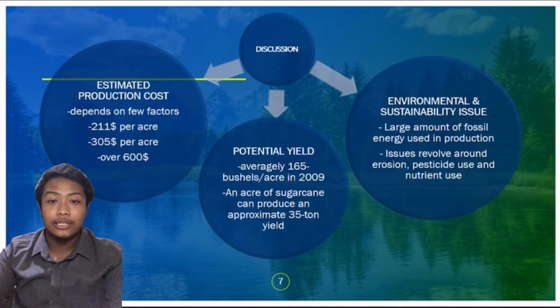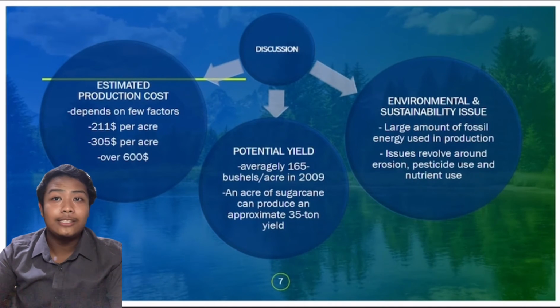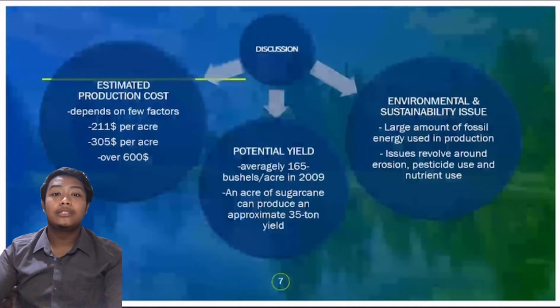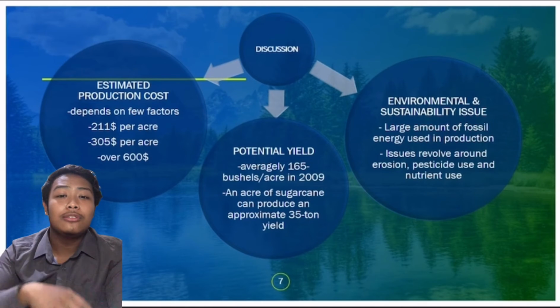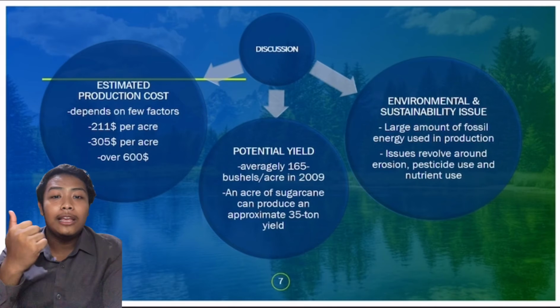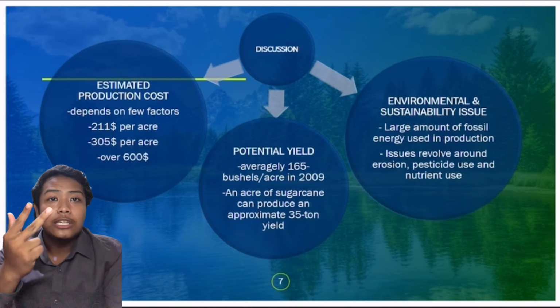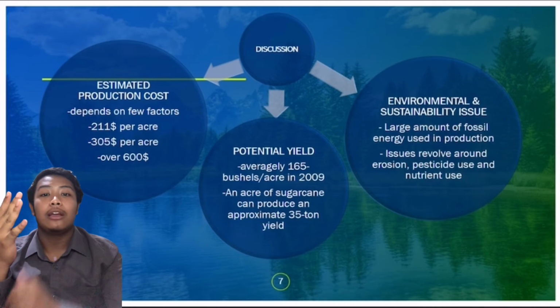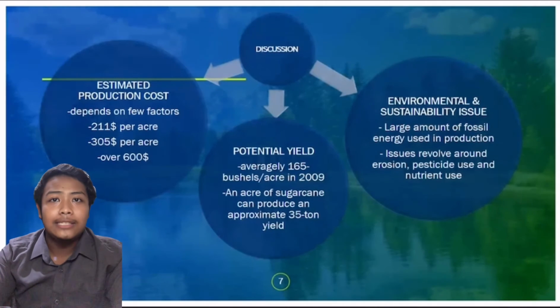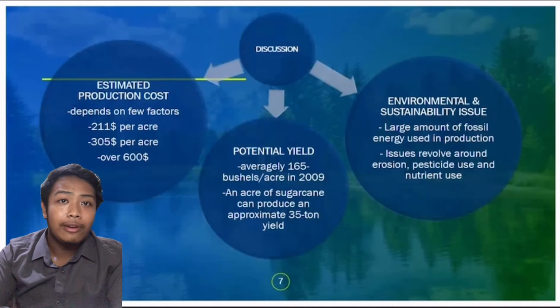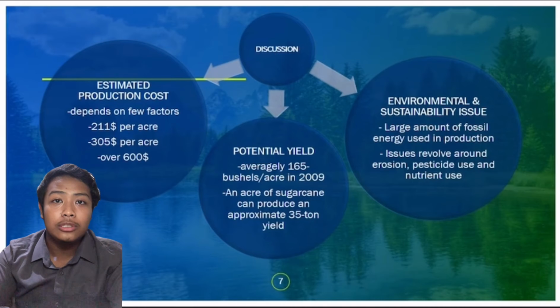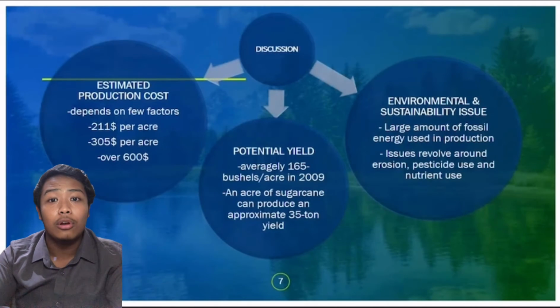Let's talk about the discussions. There are 3 discussions, which is estimated production cost, environmental and sustainability issue, and potential yield. So the first one is estimated production cost. Production costs vary widely depending on tillage, irrigation, yield goal, spraying schedule, seed selection, and rotation. A sample corn budget with rain-fed, no-till, biotech seed, corn or soybean rotation, and 120 bushel yield goal would include a total cost of $211 per acre.